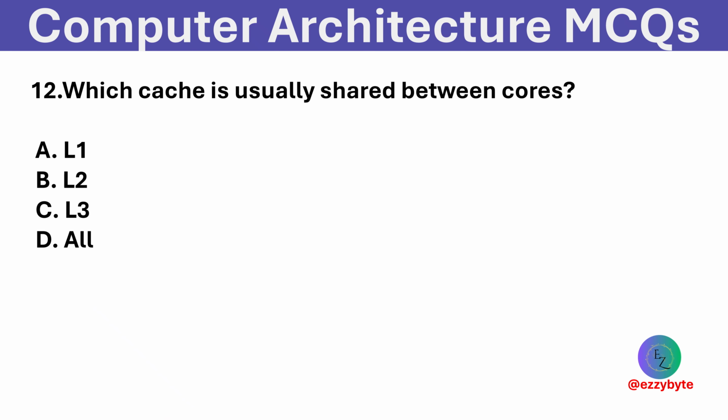Which cache is usually shared between cores? Options are L1, L2, L3, and all. Option C is correct. L3 cache is shared among all processor cores in a multi-core CPU.